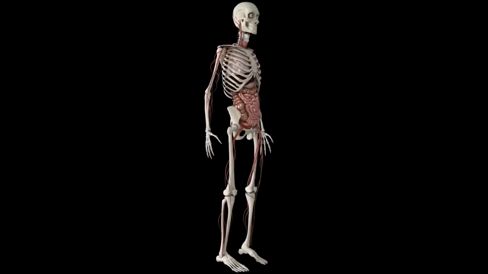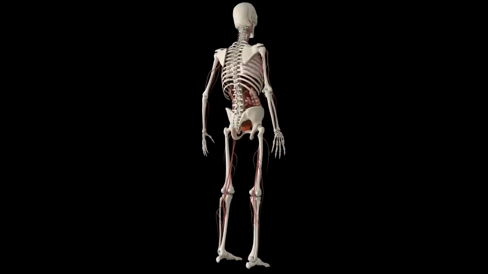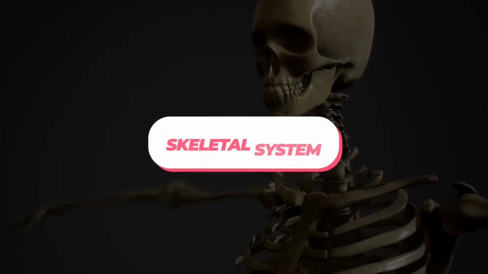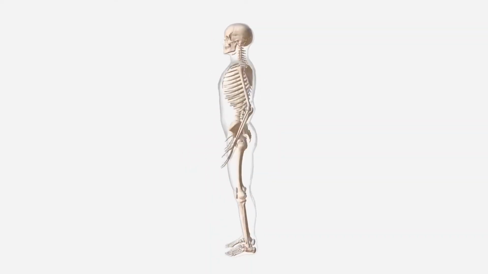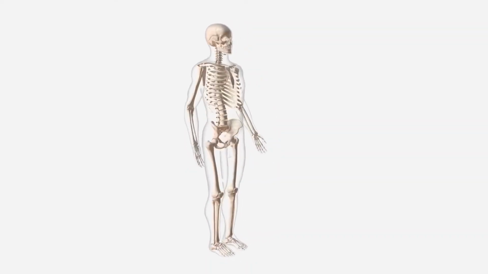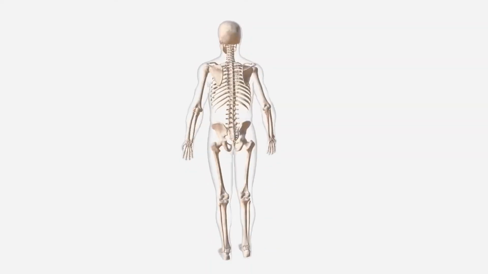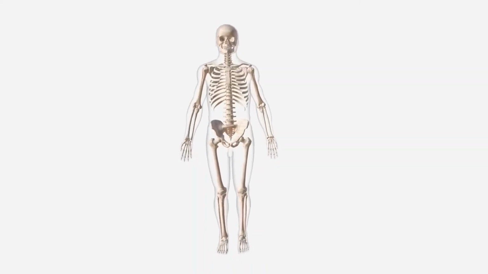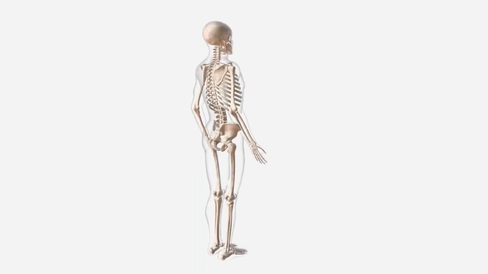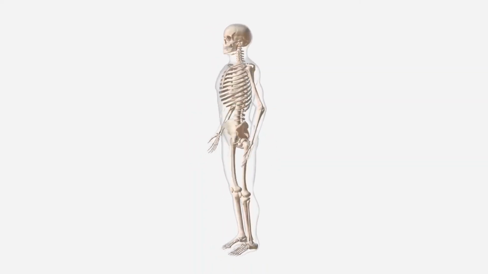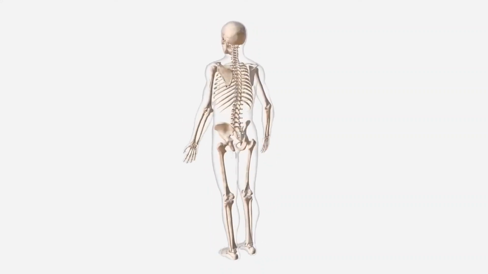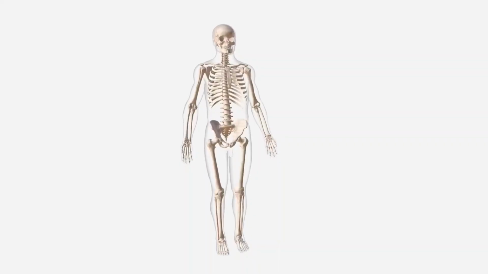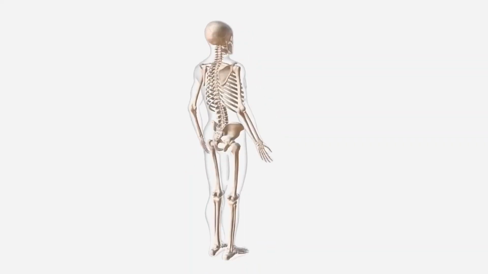To understand how these systems work, you first need to know a little bit about them. Number 1. The skeletal system. The skeletal system is the body system that provides structure and support for the body. It consists of bones and joints, which work together to allow movement and protect internal organs. Bones are the hard, calcified tissues that make up the skeleton. They are classified into 4 types: long bones, short bones, flat bones, and irregular bones.